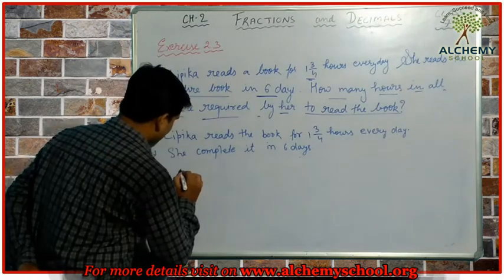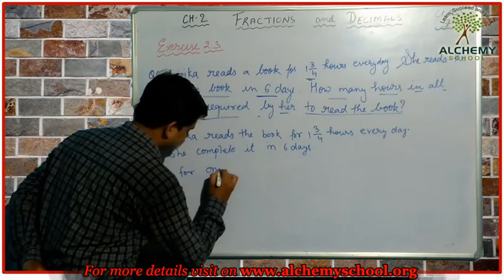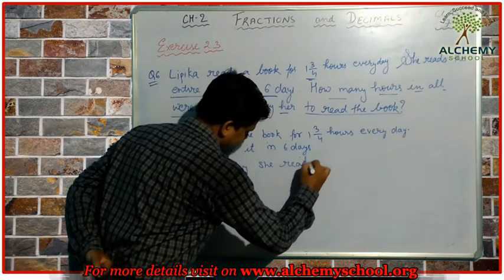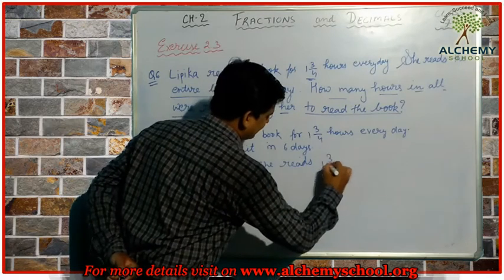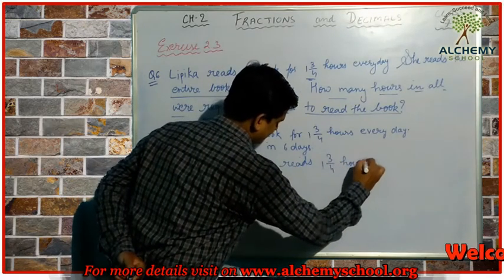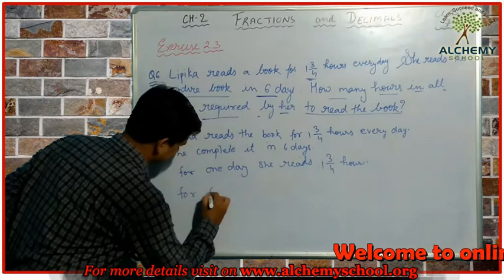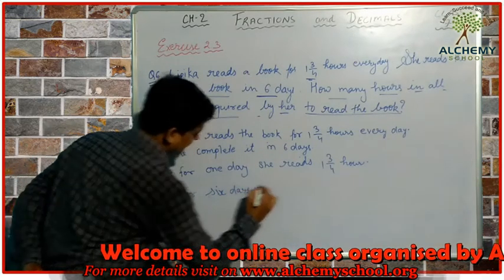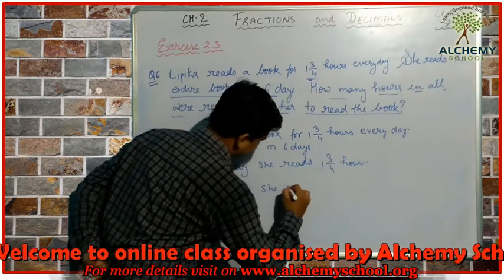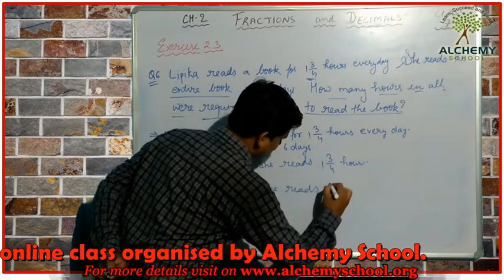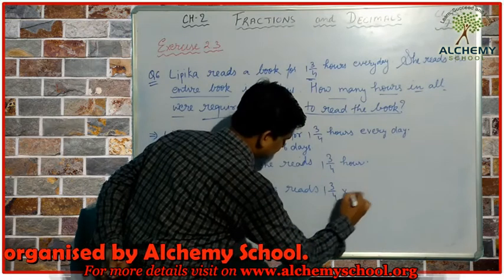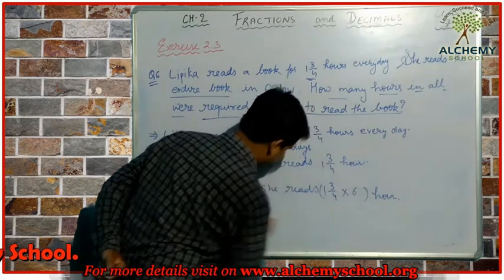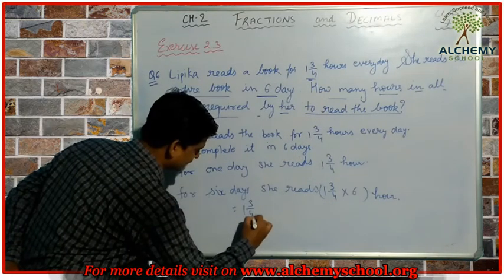So for 1 day she reads 1 and 3 upon 4 hours. For 6 days she reads 1 and 3 upon 4 into 6 hours. So let's find what is the value of 1 and 3 upon 4 into 6.